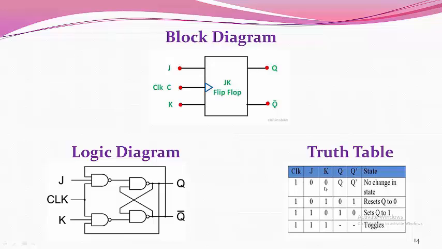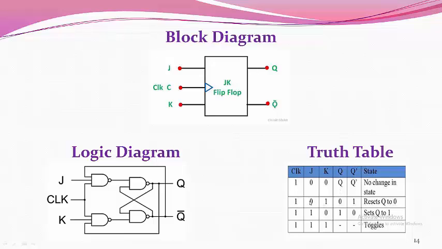Now consider case 1, when J and K inputs are both at logic 0, then Q and Q bar have no change in the state. Means if the past value is Q equal to 0 and Q bar equal to 1, that same value we get at the present state. So the state of this JK flip-flop is the no change state, that is the neutral state.